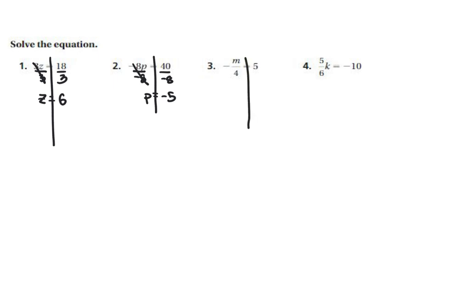Number 3, you'll multiply by negative 4. Negative 4 divided by negative 4 is 1, so you're just left with m. Multiply the right side by negative 4. 5 times negative 4 is negative 20.